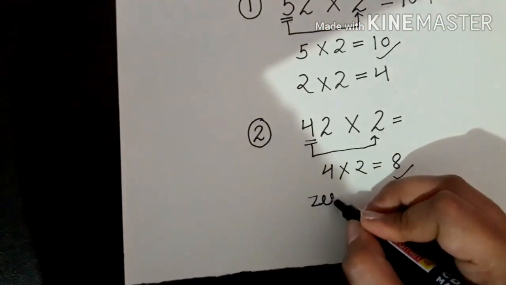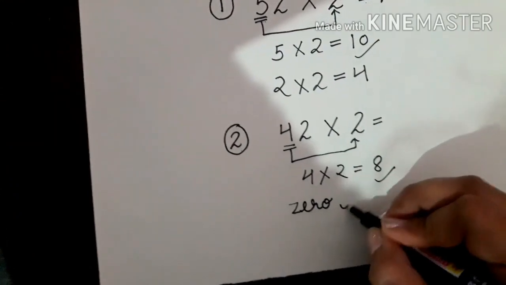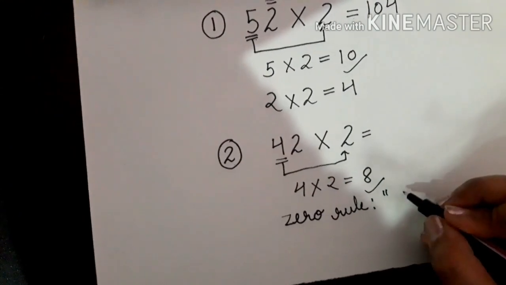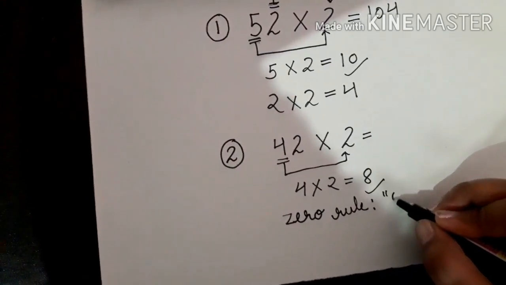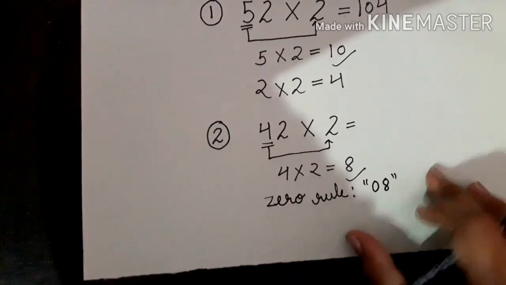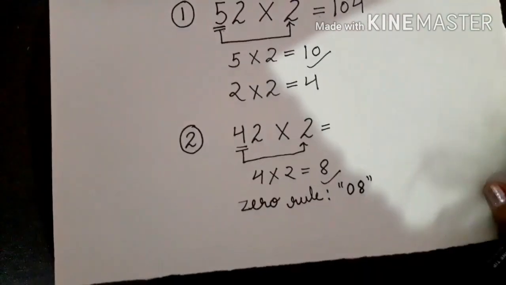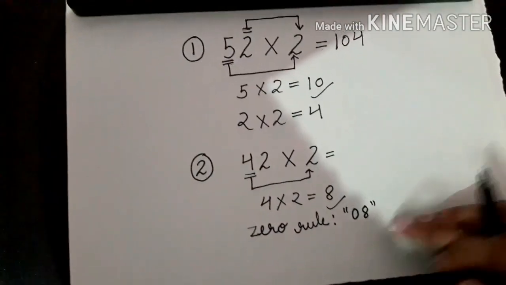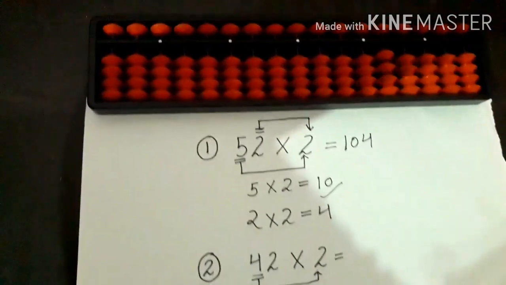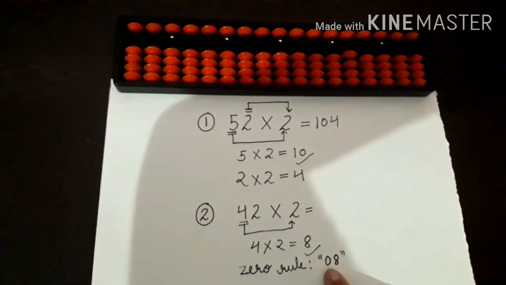So we will use the zero rule. What is the zero rule? You have to use the 0 in front of the single digit number. Now it becomes 0, 8. Now come to your abacus.